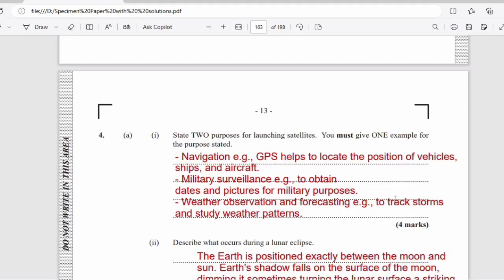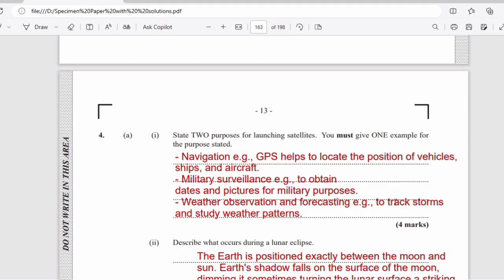Now guys, satellites are those things when you're watching those movies, you see them up there, and the reason for these mechanical objects is for navigation. So your GPS helps to locate the position of vehicles, ships and aircraft. That's why you can go on Google Maps and actually see the roads to places that you've never been, if you need navigation help. The next thing is for surveillance, military surveillance. So the government can obtain data and pictures for military purposes, and also to keep an eye on enemy lines.